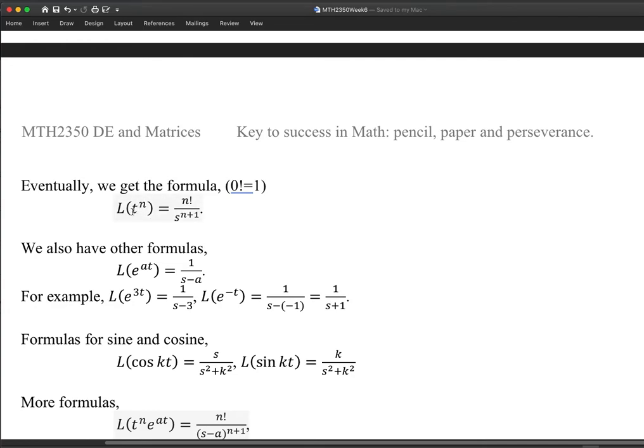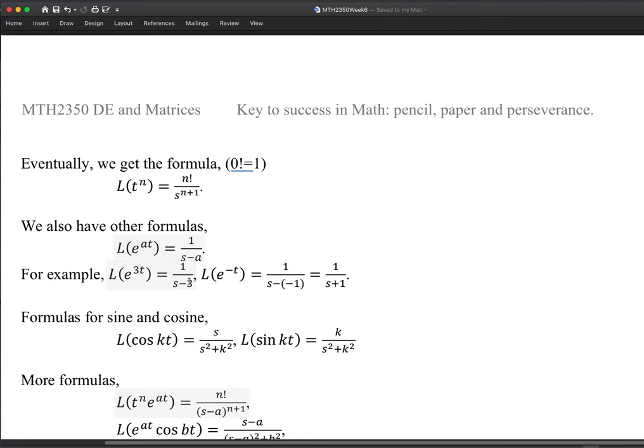The first formula simply says that for any power function of the form t to the n, the transform is n factorial over s to the n plus 1. This is for the family of power functions. Then remember we have exponential functions. Accordingly, the Laplace transform of e to the at is 1 over s minus a. We also have trigonometric functions. We only consider cosine and sine: cosine of kt and sine of kt. Accordingly, we have the Laplace transform for these.